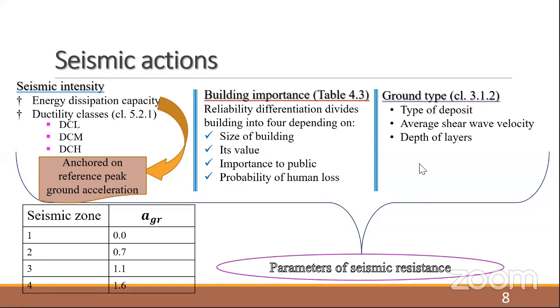The last one under the parameters is the ground type, which is very important because most of the buildings are tied to a stratum, which in most cases will be the ground. And it has been classified and discussed in clause number 3.1.2, depending on three things. One is the type of deposit. The second is the average shear wave velocity. And there are different kinds of waves that can be developed once an earthquake occurs. We have Rayleigh waves, we have shear waves, we have Love waves, quite a number of them. And of course, the depth of the layers or the depth of the strata. So that discusses the parameters of seismic resistance.